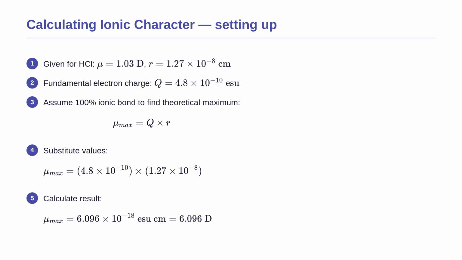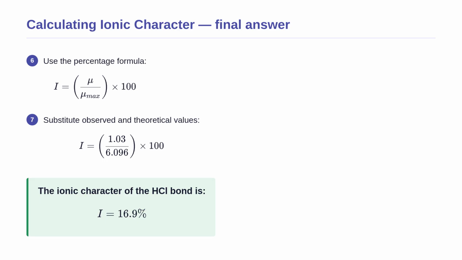We use our formula mu max equals Q times R. Multiplying the fundamental charge by the bond length gives us 6.096 times 10 to the negative 18 electrostatic units centimeters. Since 1 D equals this exact unit, our theoretical maximum is simply 6.096 D. Now that we have our theoretical maximum, we can finish the calculation.